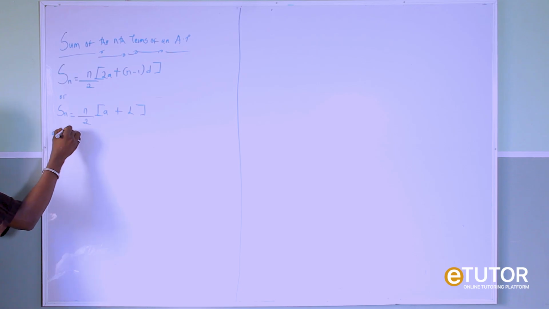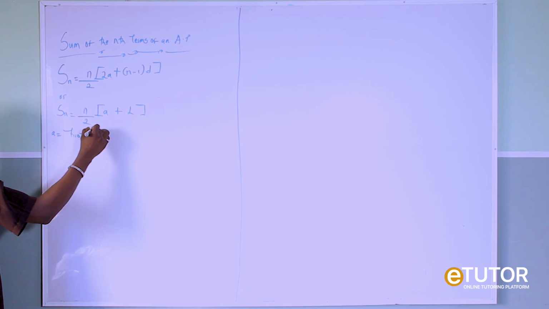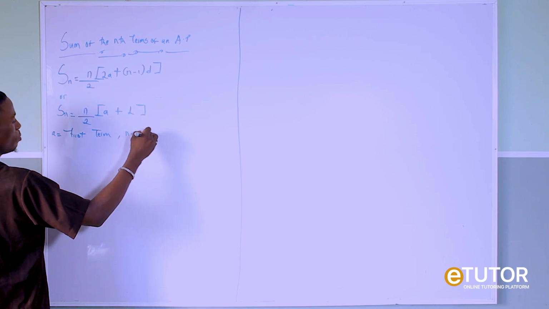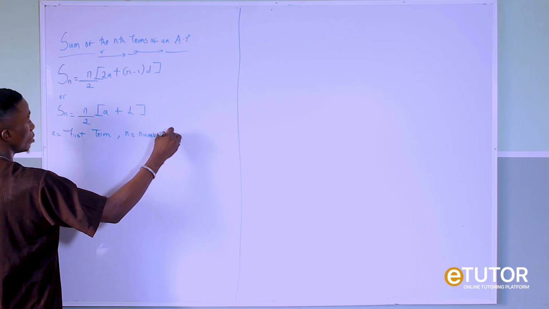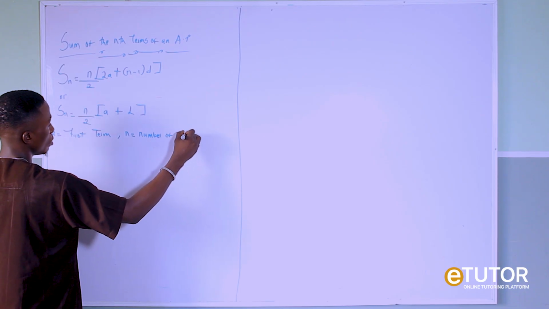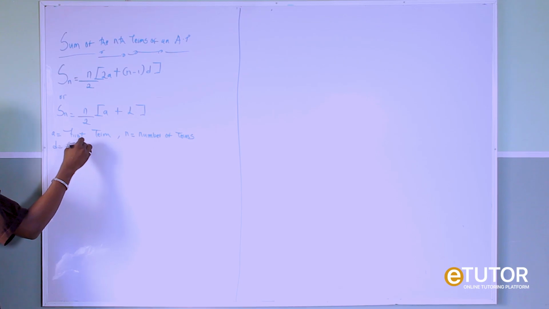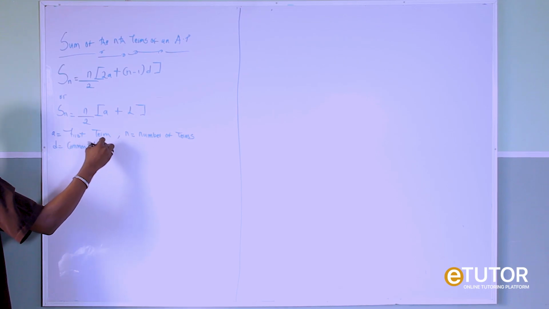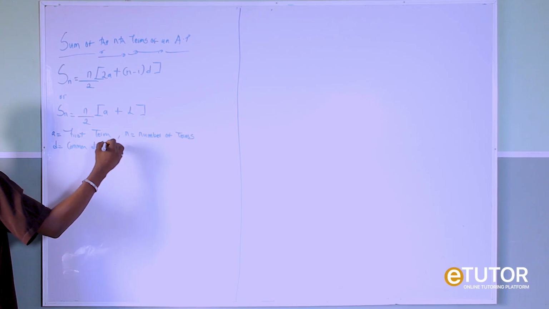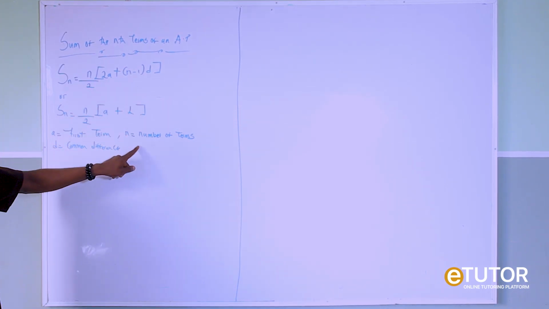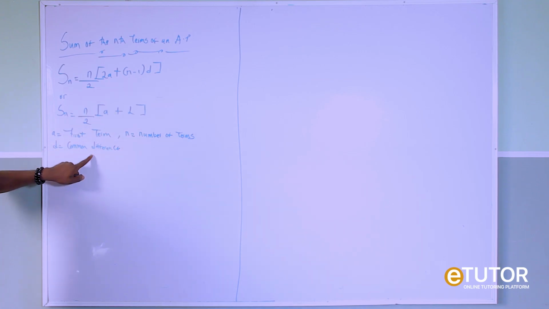So let me write out what these parameters mean. So my a is first term, my n is the number of terms, my d is equal to common difference. Now, a here represents first term, n represents number of terms, while d represents common difference.